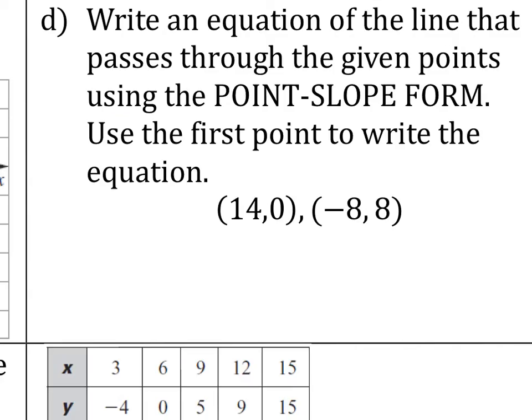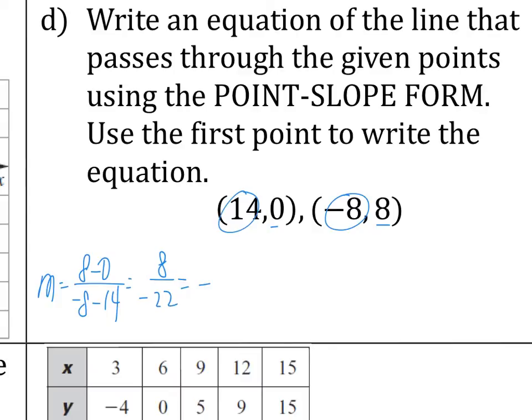Part D. Write an equation of the line that passes through the given points using the point slope form. Use the first point to write the equation. Before we write the equation, we need to first find the slope. So the slope will be given by the change in y, 8 minus 0, over the change in x, negative 8 minus 14. So this will be 8 over negative 22. And your slope, after you simplify this, will be negative 4 over 11.